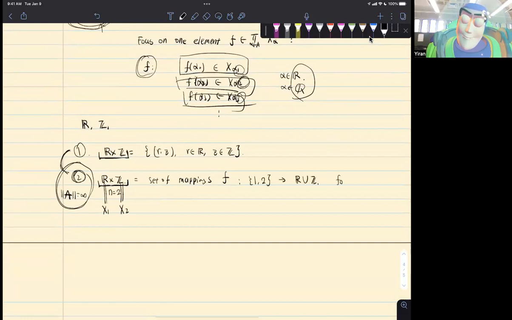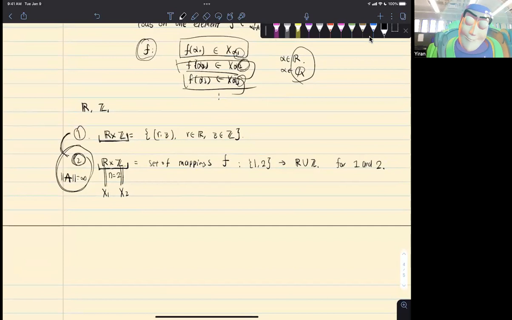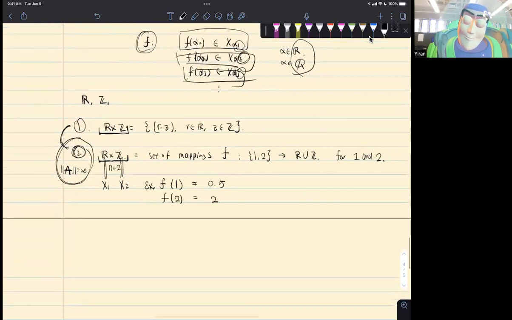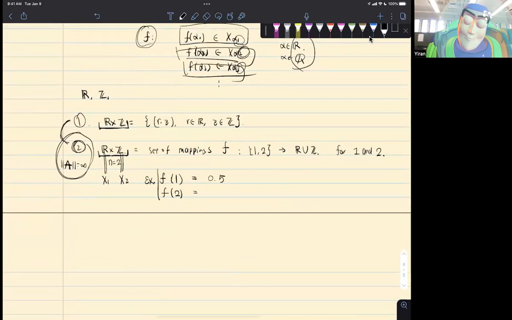So it's going to be from {1, 2} to R union Z, for 1 and 2. What I mean is, let's focus on a specific element in this set. For example, F could map 1 to 0.5, and F could map 2 to 2, and this is one element that belongs to this Cartesian product.